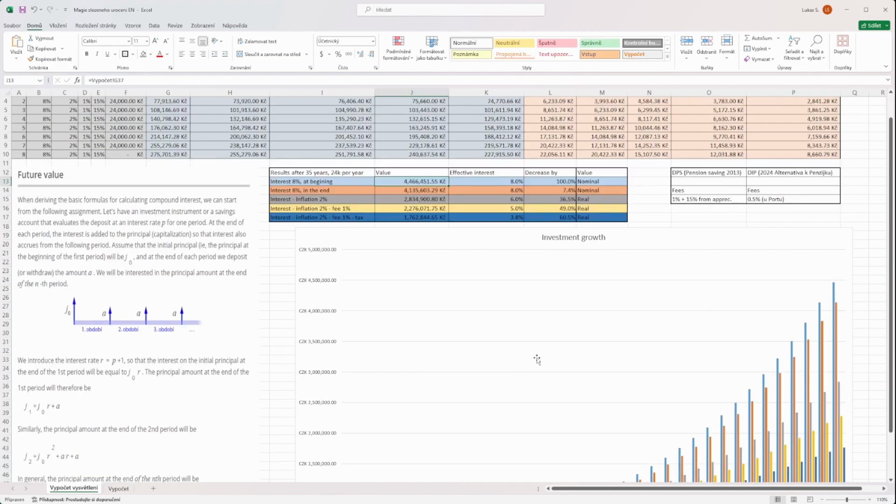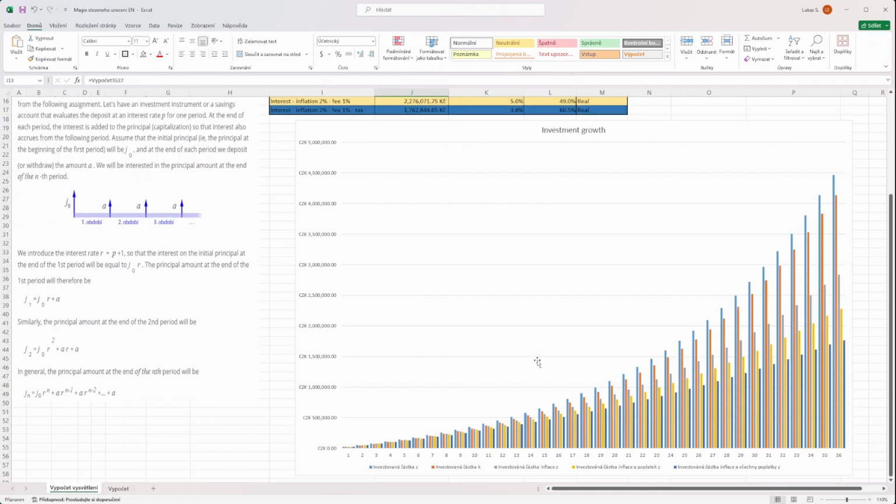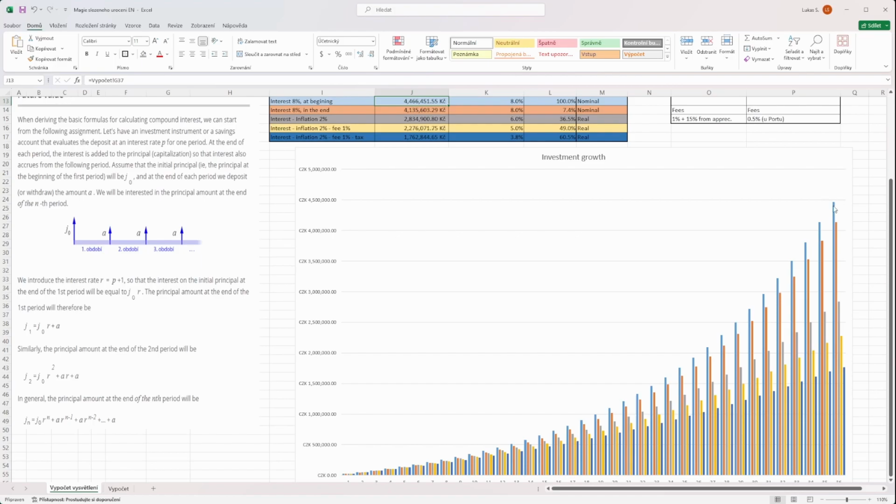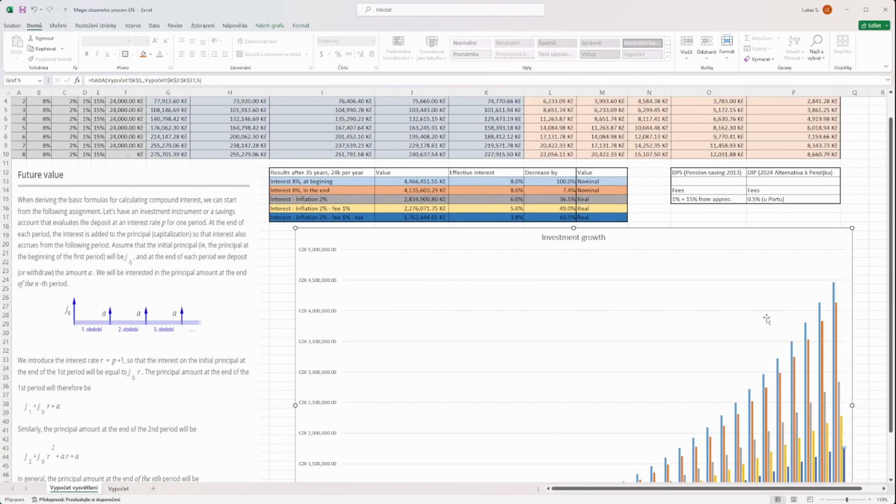So if I show this to you on a graphical representation, you would see that this highest bar is this blue one, which means the nominal growth of 8%. And if we compare it against just inflation, you see that it's a huge difference, that just the inflation itself after 35 years is going to depreciate the value of your money a lot. And if you also add extra fees and some taxes, then you see that the difference between this and this is pretty huge. So what does it mean?